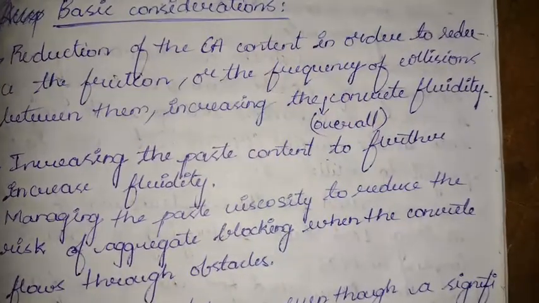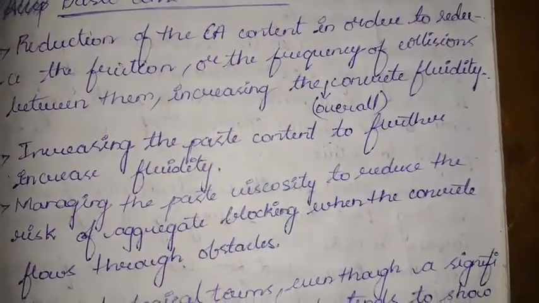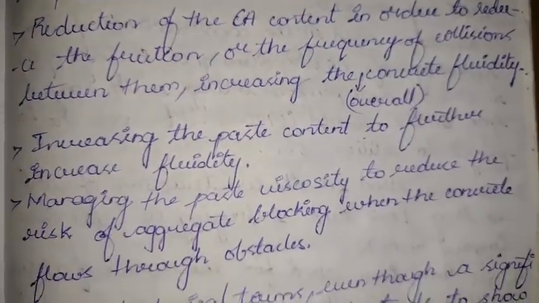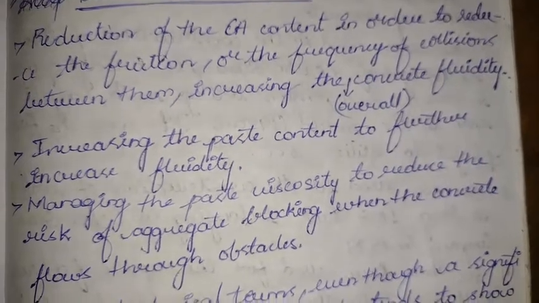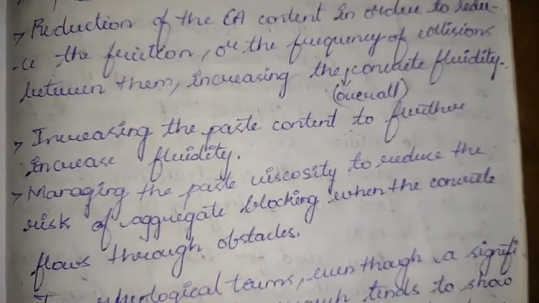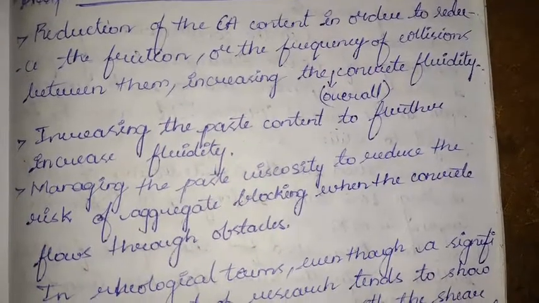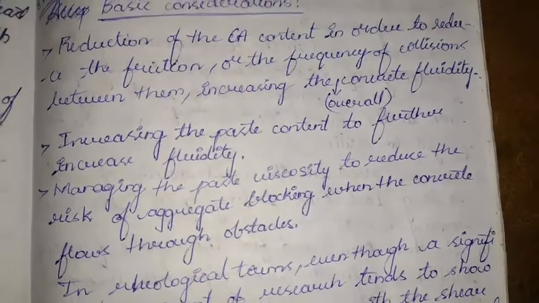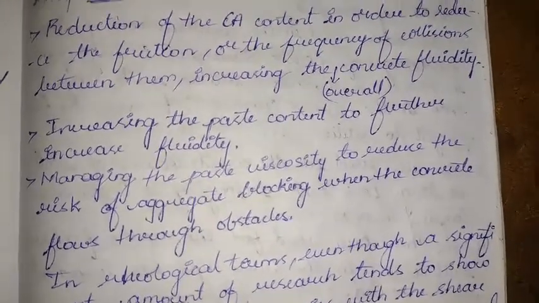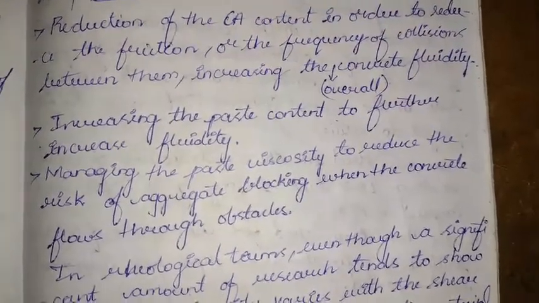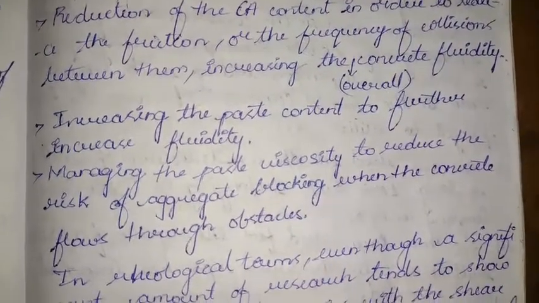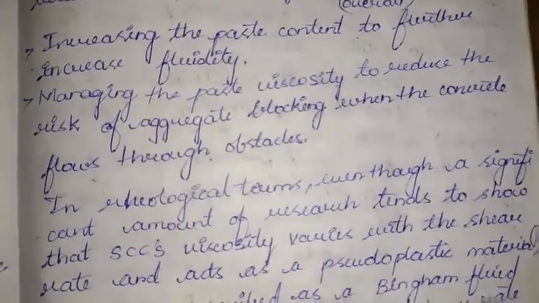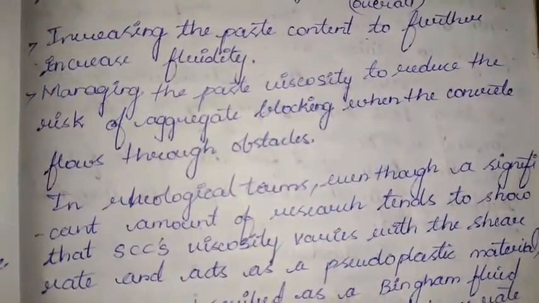Coming to the basic considerations, what are to be maintained to get self-compacting concrete? Most specified SCC involves reduction of the coarse aggregate content in order to reduce the friction or the frequency of collisions between them, increasing the overall concrete fluidity. As we are reducing the coarse aggregate content in the concrete, we are able to get a highly flowable concrete. So we are increasing the paste content to further increase fluidity and reducing the coarse aggregate content.